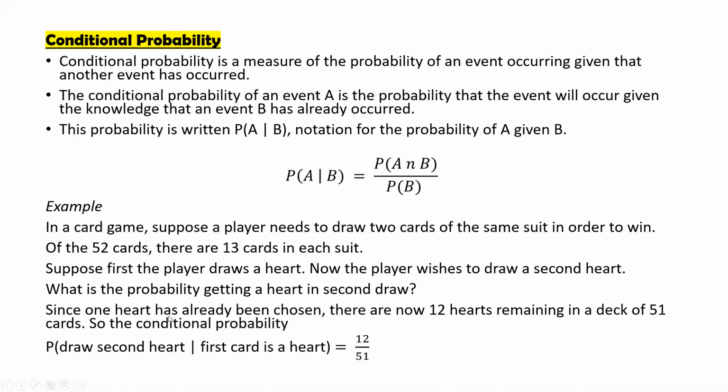So you can see the first heart is already chosen. That means we know already the card is a heart. That means we know the event B already. It's already one heart. So next I want to know the probability of A. A means I want another heart. B is the event that you know: you already have one heart in hand. You need a second heart to win, right?